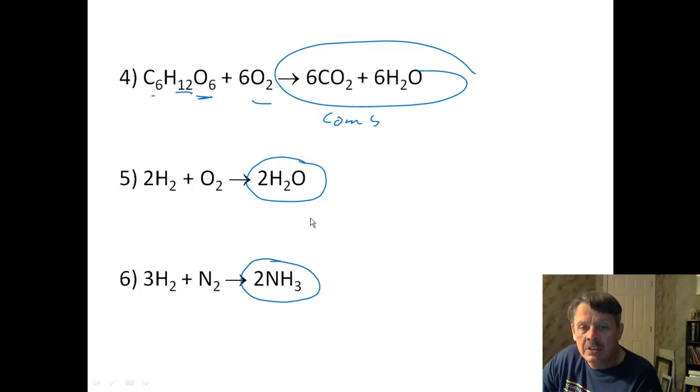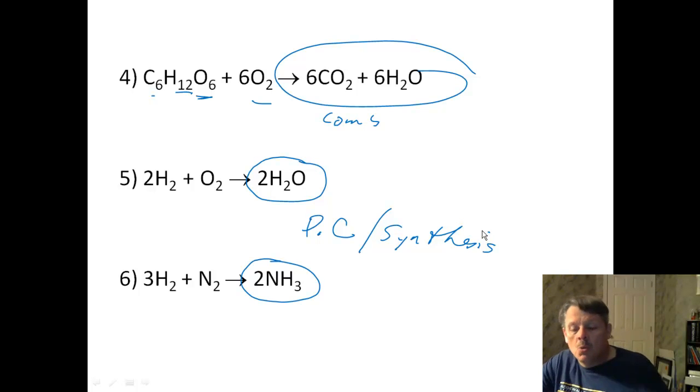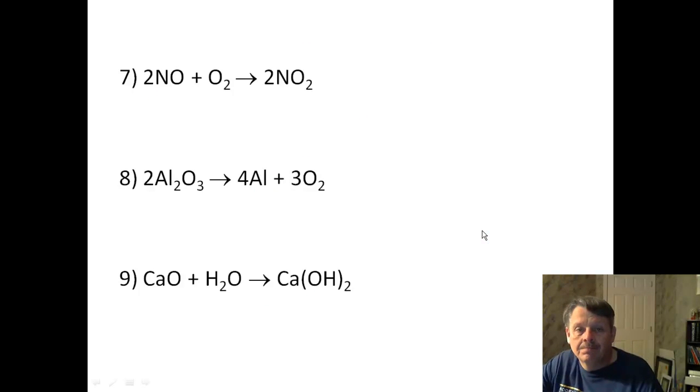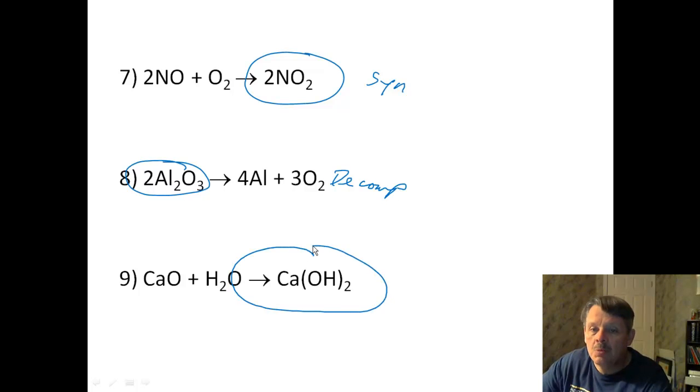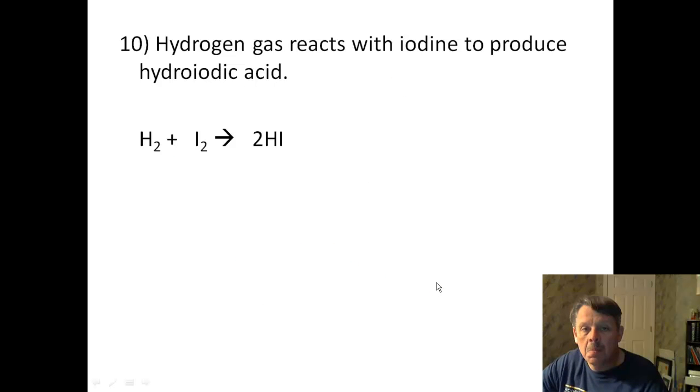Number 5, we're dealing with a synthesis reaction or a direct combination reaction, as we are with number 6, because they're both only going to one product on the right-hand side. Right, number 7, clearly a synthesis reaction, producing one thing on the right. And number 8 has one thing on the left. So it is decomposition. And number 9 is producing one thing on the right. So it is synthesis.